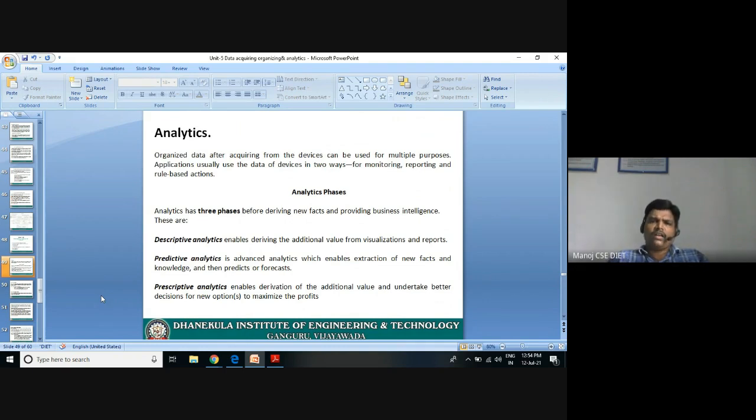Analytics means doing the analysis on the acquired data, whatever it is, in an organized way. So we need to organize the data after acquiring. Otherwise, it is not in a systematic arrangement. We need to organize the data.